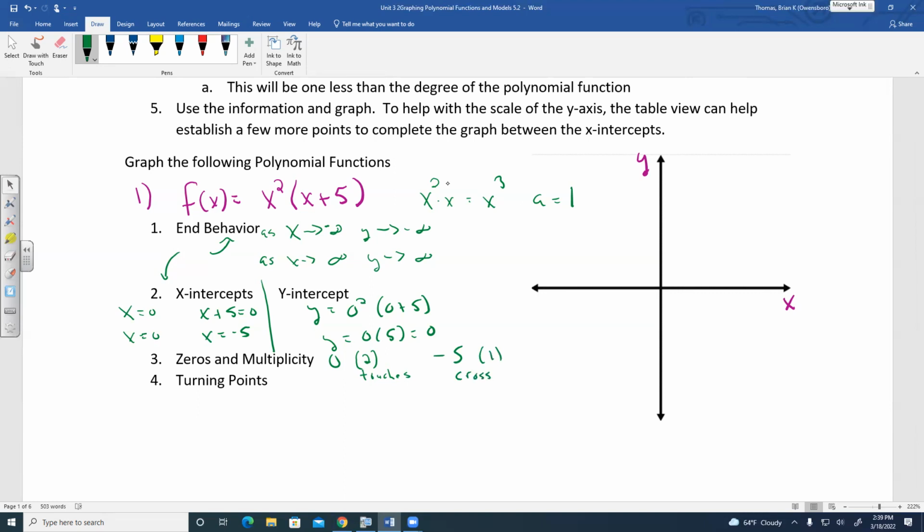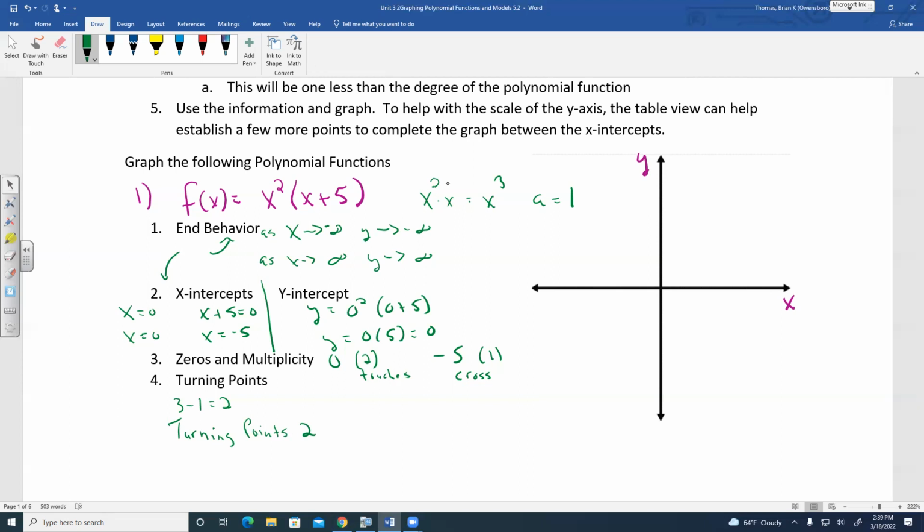The turning points, since the degree was 3, 3 minus 1 would be 2. So the turning points would be 2. So no more than 2. There can be fewer turning points, but it cannot be more than 2.